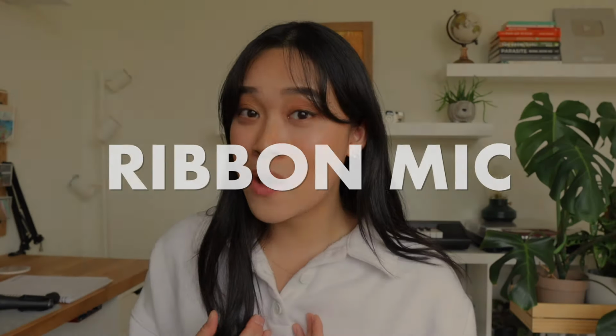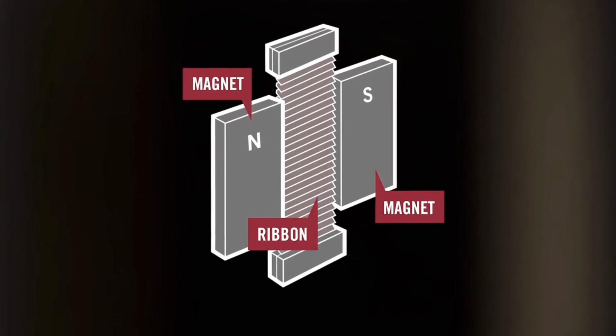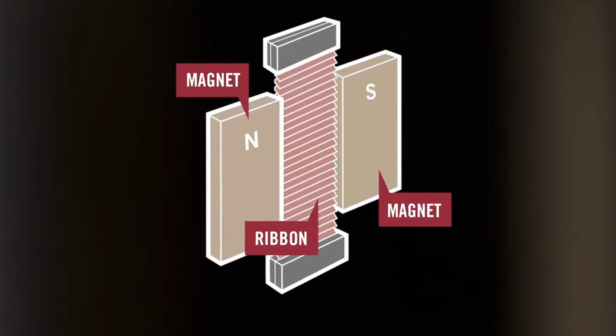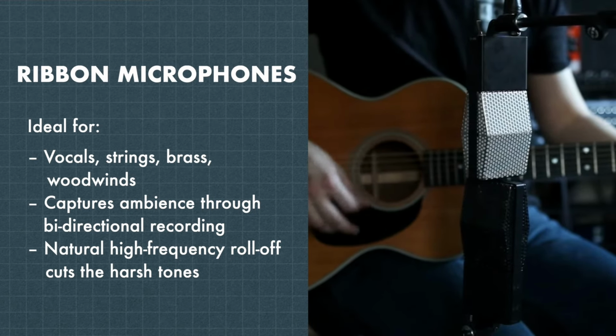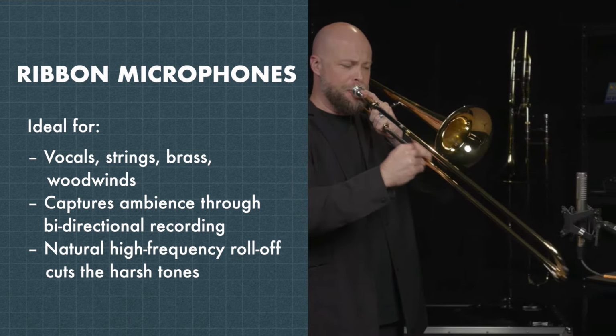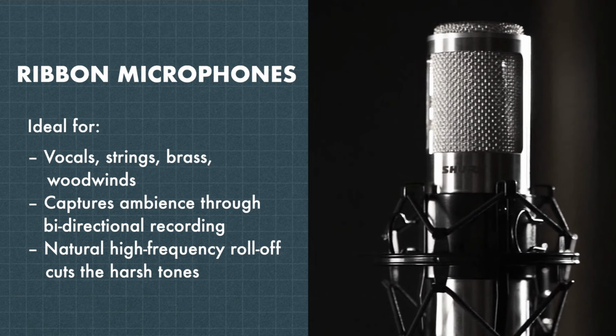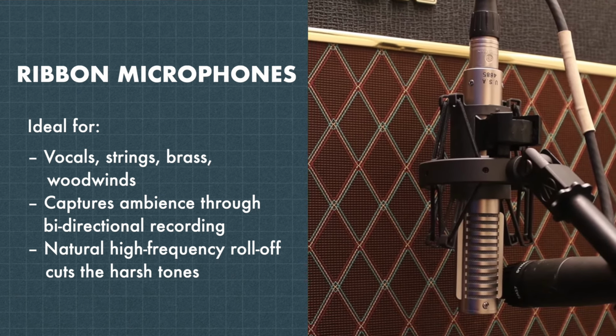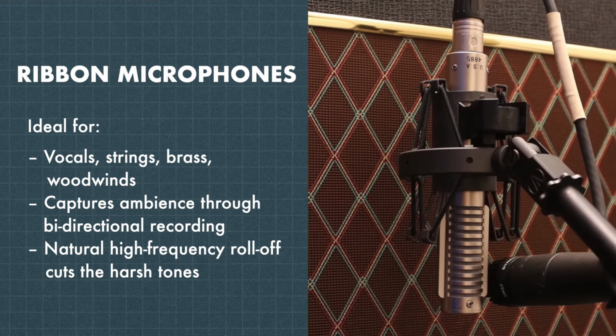Finally, we have the ribbon microphone. I don't own one myself, so we're just gonna use this visual right here. These microphones use a thin metal ribbon to capture sound waves and are known for their warm and smooth sound. Ribbon microphones are often used for recording vocals, strings, brass, and woodwinds. Ribbon mics are probably the most natural sounding mics. They are so beautiful. They add ambience to your sound, and the natural high frequency roll-off cuts off a lot of the harsh tones.